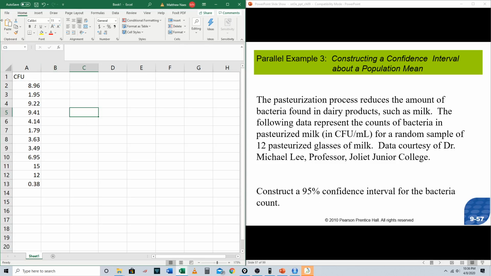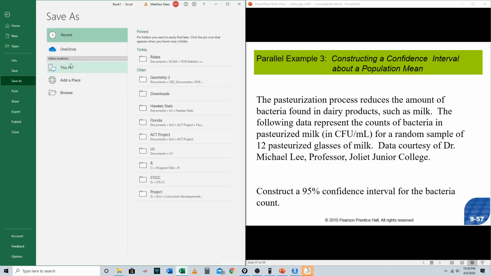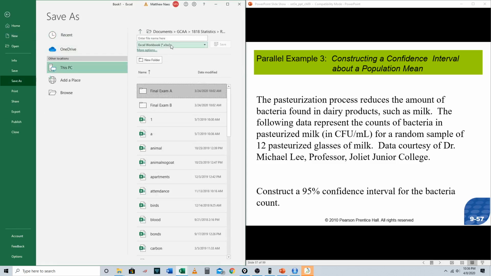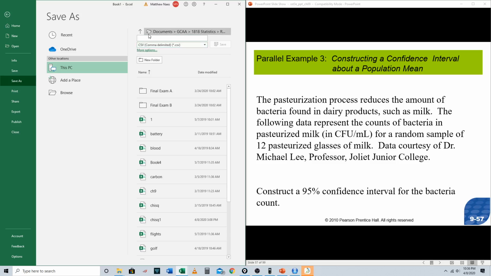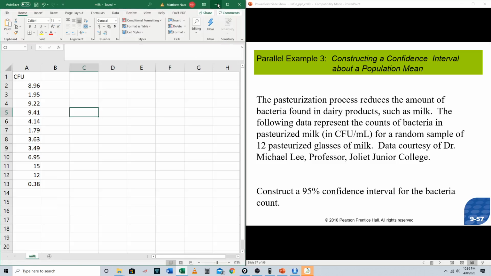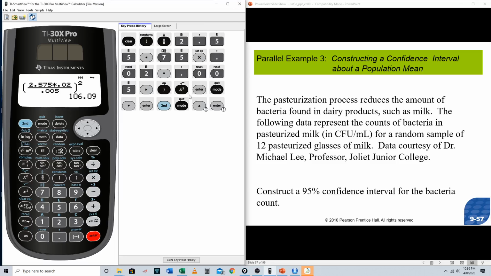So that's my data. So I'm going to File, Save As, and put this in my R data file. Change this to CSV. Make sure it's CSV comma delimited. Okay. And just call this milk. Save. All right, we'll close it because I don't need any more of that. Let me get R back up.